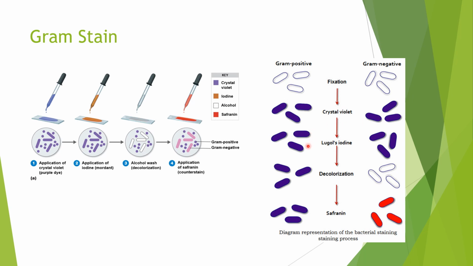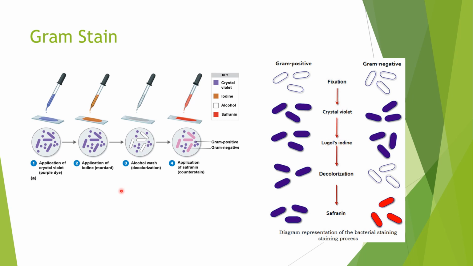And then what we do is you rinse the crystal violet, and then you add some Lugol. Lugol, by the way, is iodine. So Lugol and iodine are the same thing. You go ahead and add iodine.